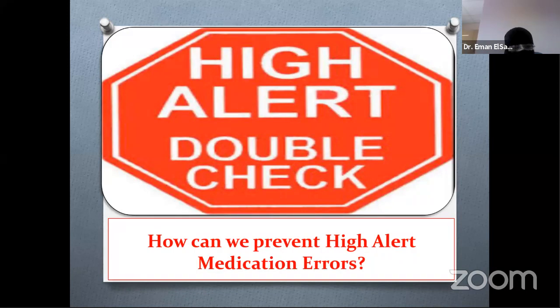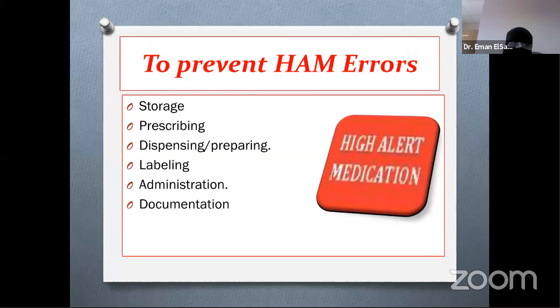How can we prevent or decrease high alert errors due to medication errors? To prevent high alert medication errors, we must know how we store high alert medication, how we prescribe it, how we dispense and prepare it, how we label it, which is a very important thing, how we administer it, and after that, the documentation of high alert medication.